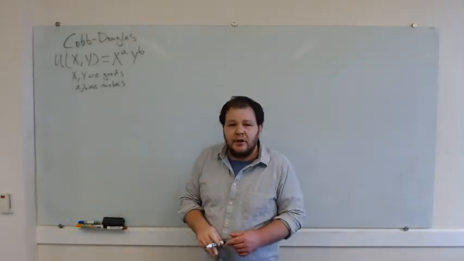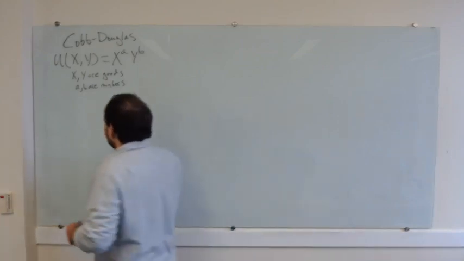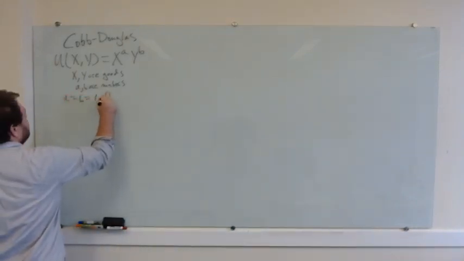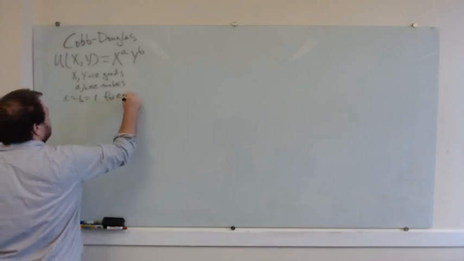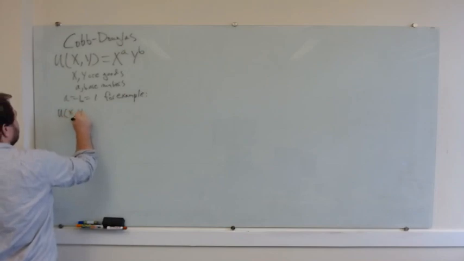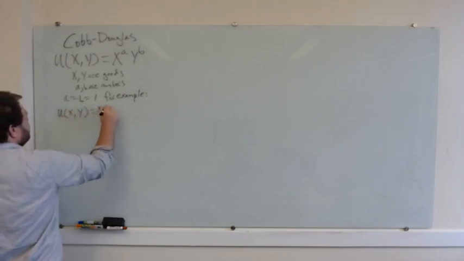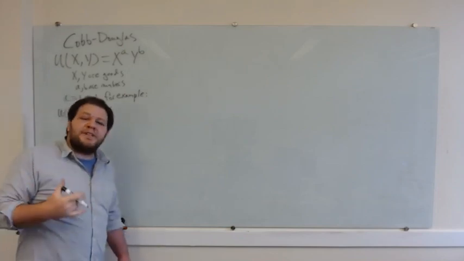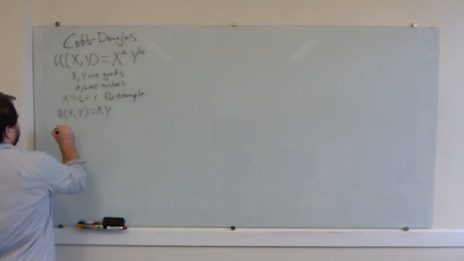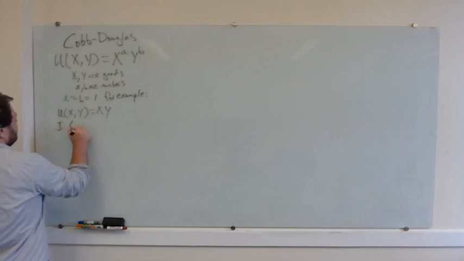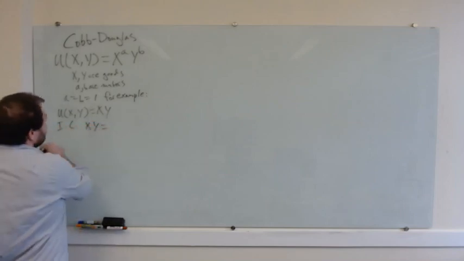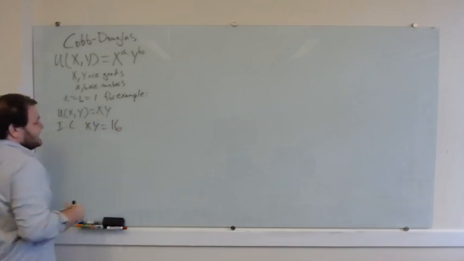Cool. So what do these preferences look like? Well, let's take the simplest example, where a and b equal 1, so that we just have u of x, y equals x times y. And let's look at one particular indifference curve. Let's take the indifference curve where the utility equals 16. So I have the indifference curve where x times y equals 16.